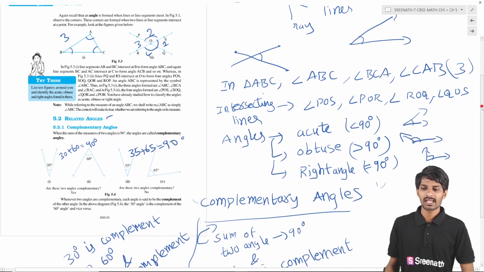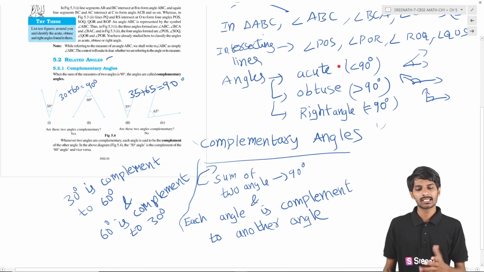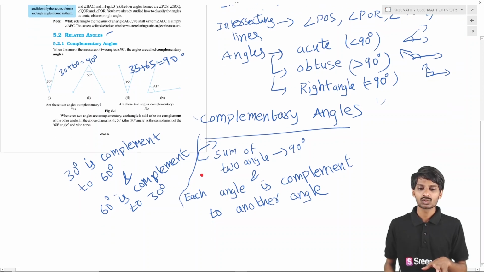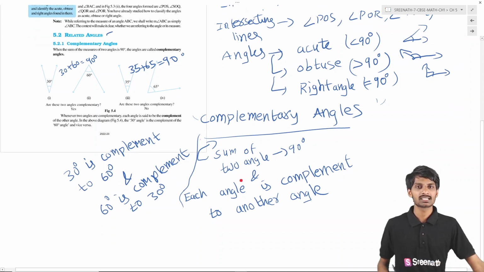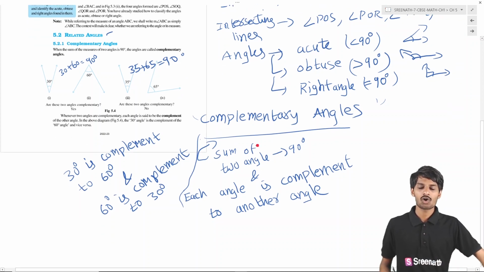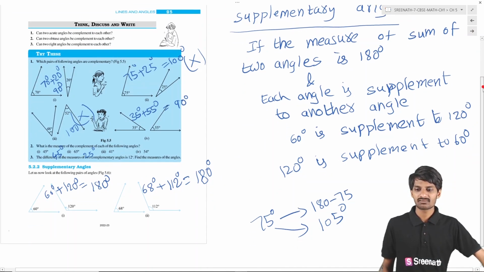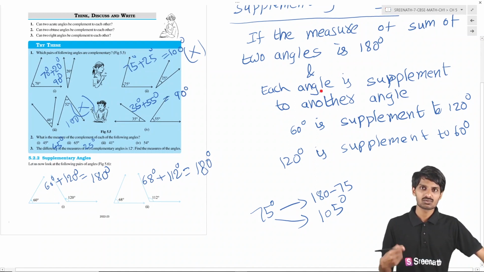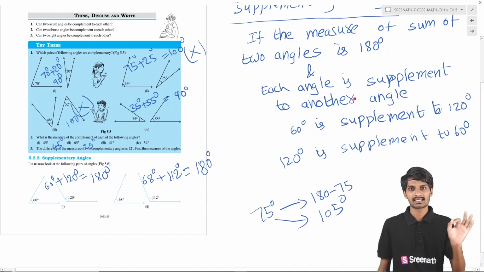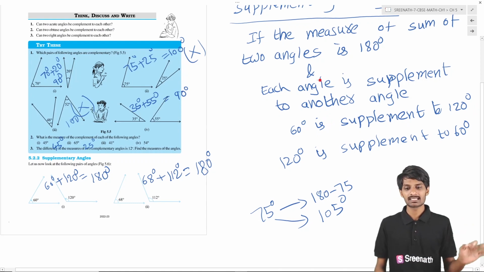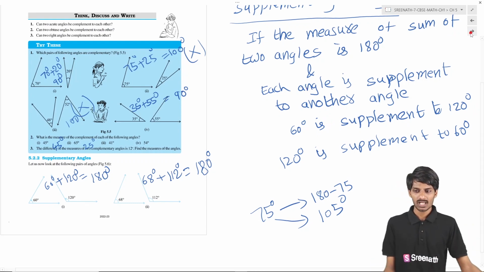In the case of angles, if the angle is less than 90 degrees, it is an acute angle. If the angle is greater than 90 degrees, it is an obtuse angle. If the angle is equal to 90 degrees, it is a right angle. And we have discussed complementary angles. If the sum of the measures of two angles is 90 degrees, we say that those angles are complementary angles, and each angle is the complement of the other. And supplementary angles: if the sum of the measures of two angles is 180 degrees, then we say those angles are supplementary angles, and each angle is the supplement of the other.